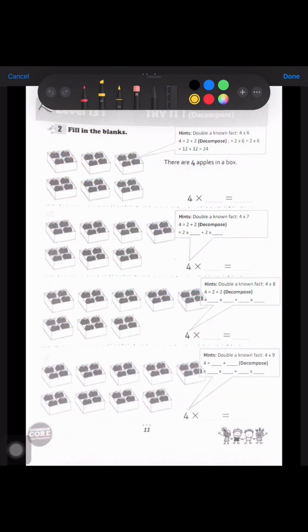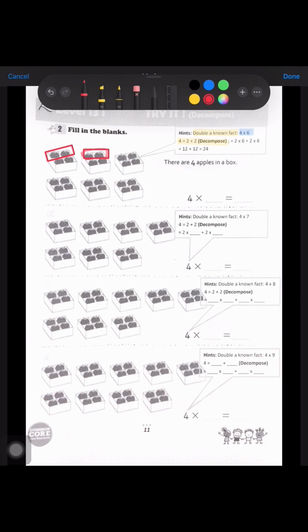Okay, and then we take a look at page 11. In each box there are 4 apples, and there are 6 boxes in total. How many apples are there in all? It will be 4 times 6. And we are going to use the doubling method to find 4 times 6. Because 4 equals 2 plus 2, we decompose 4 into 2 and 2. So 4 times 6 equals 2 times 6 plus 2 times 6.